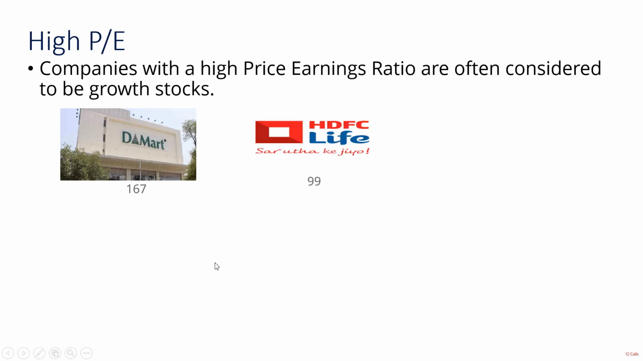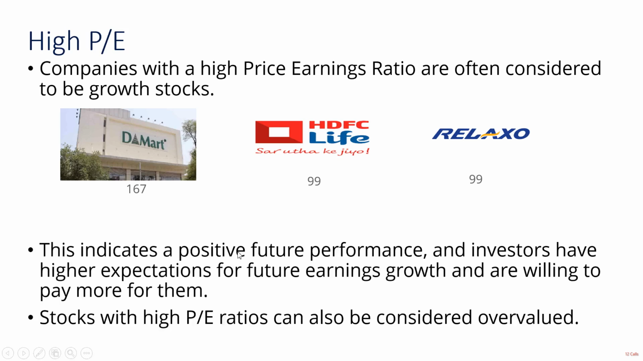Another example is SDFC Life, where the insurance penetration is less in India, and the market will have the data that in next 5 years how much insurance penetration will increase. Relaxo Footwear is another example. So both Relaxo and SDFC Life are trading 99 times of earning, which is really a costly company. But at the same time, both are growth company. So as I already told, this indicates the positive future of the performance, and investors have higher expectation for the future earning growth and are willing to pay more. Stock with high PE ratio can also be considered as overvalued, as I just told.